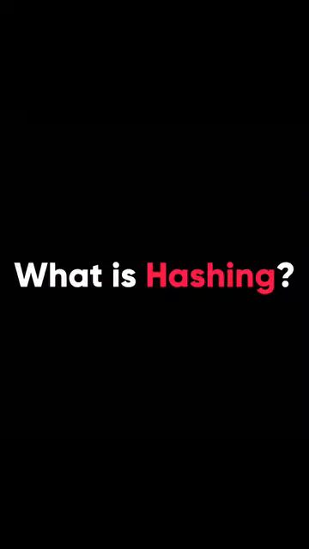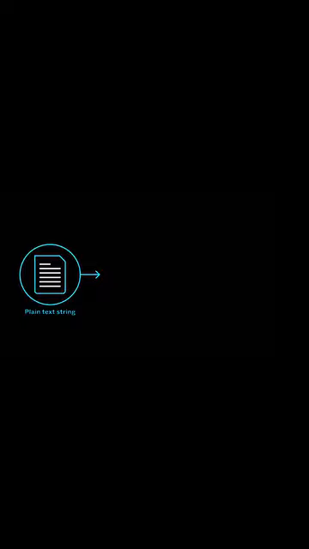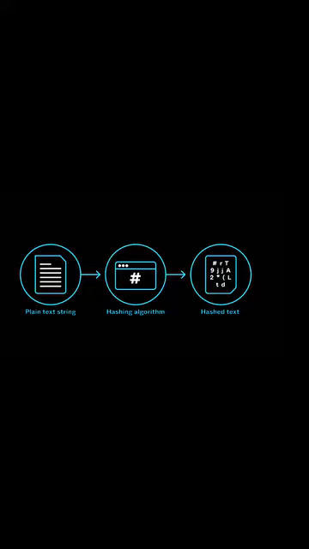Before we learn to hack passwords, we need to know what hashing means. Hashing is a way of transforming any text into a fixed-length string using a special function called a hash function. A hash function is like a magic box that takes any input and gives out a unique output.